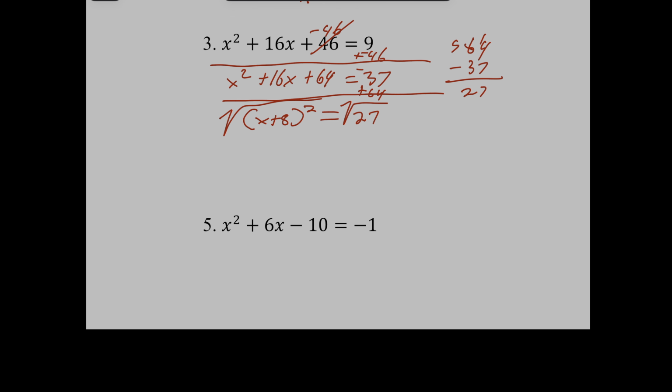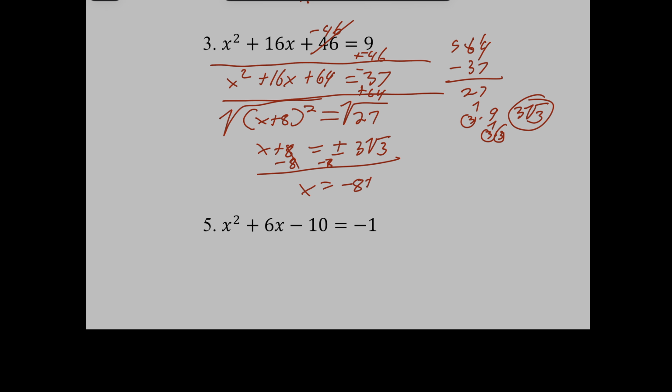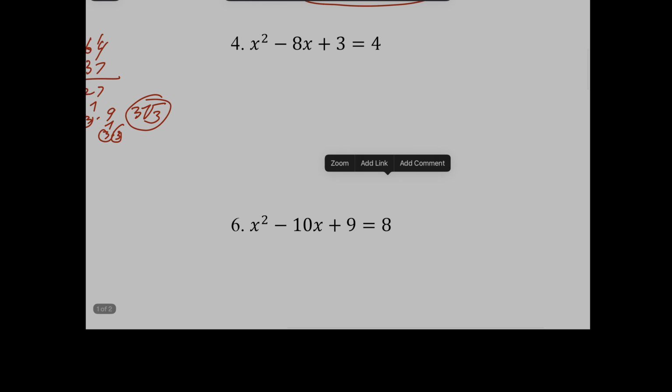X plus 8 equals plus or minus. And can I just do this 27 off on the side here? 3 times 9, 3 times 3. That's going to be a 3 root 3. Plus or minus 3 root 3. Once I subtract 8 from both sides, I get x equals negative 8 plus or minus 3 root 3. Okay?